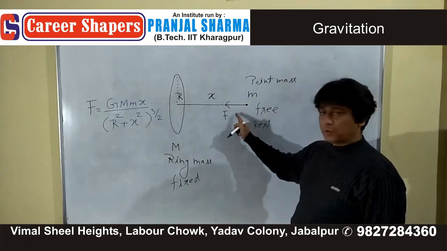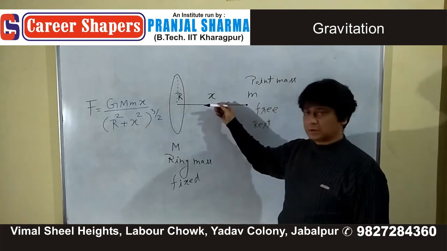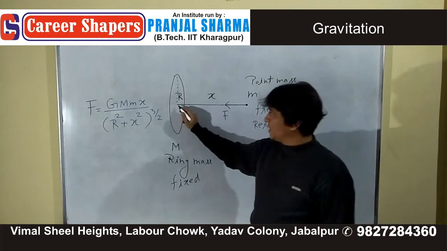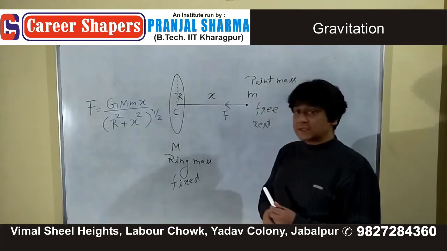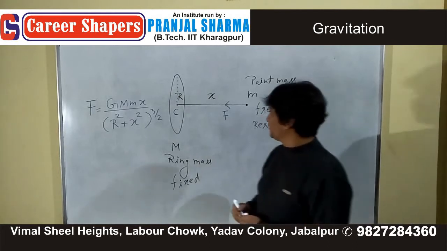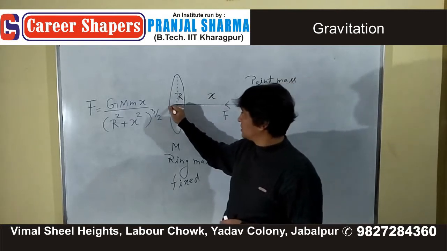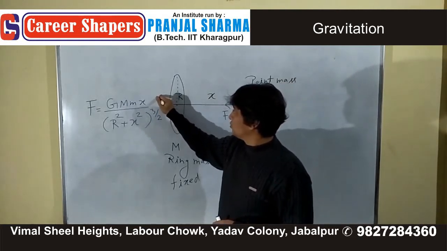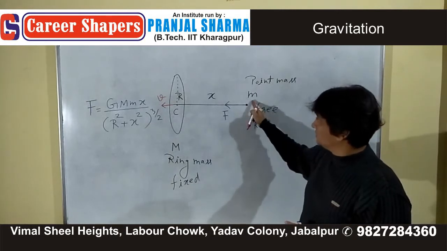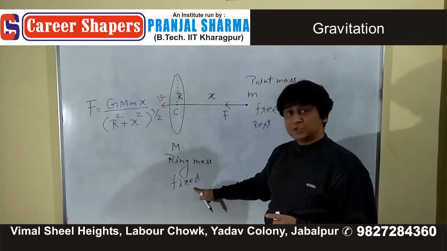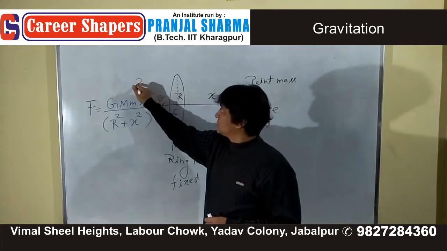And because of this force, it moves in this direction. The question is, when it reaches the center of the ring, it has gained some velocity v. This m, when it arrives at the center, its velocity is v. The ring is fixed. We need to find this v.